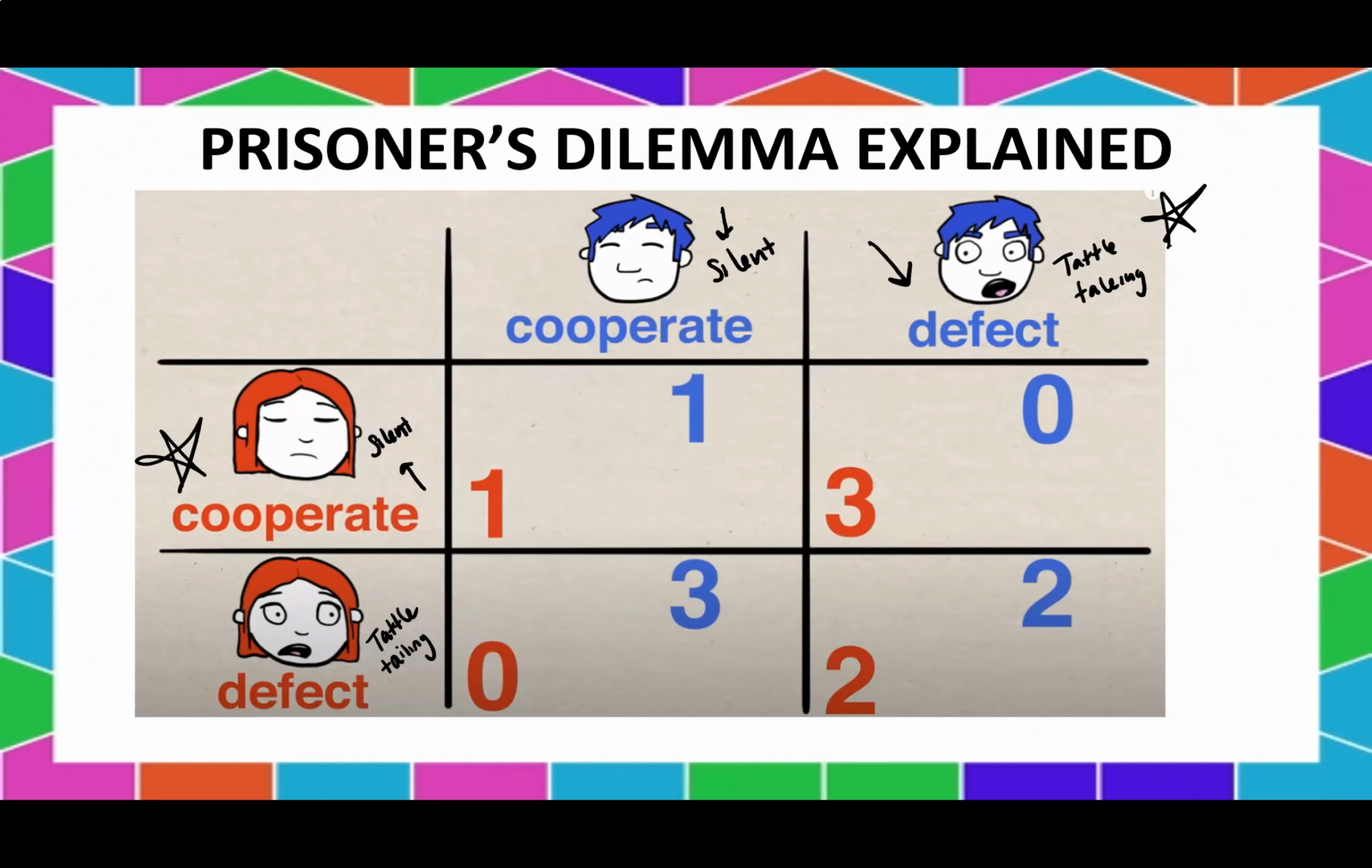Okay, now the last situation is when they both tattletale on each other. Blue says Red did it, and Red says Blue did it, and they tattletale on each other, and they both get 2 years in prison. So that's the prisoner's dilemma.